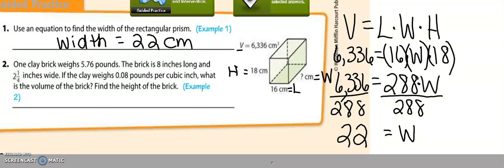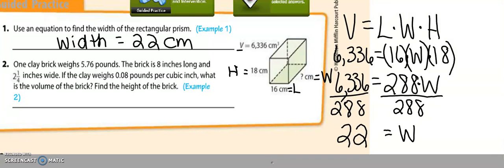Our next problem, number 2, says one clay brick weighs 5.76 pounds. The brick is 8 inches long and 2 1/4 inches wide. If the clay weighs 800 pounds per cubic inch, what is the volume of the brick? Find the height of the brick.